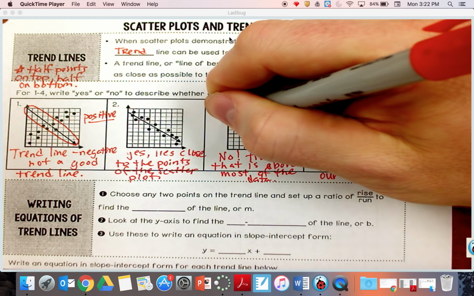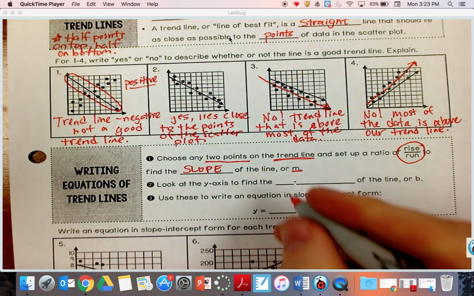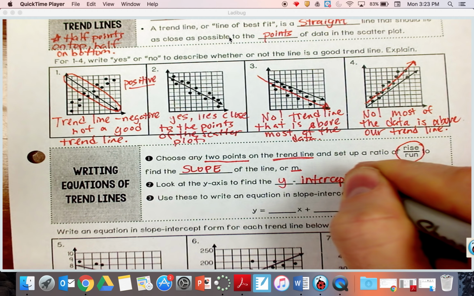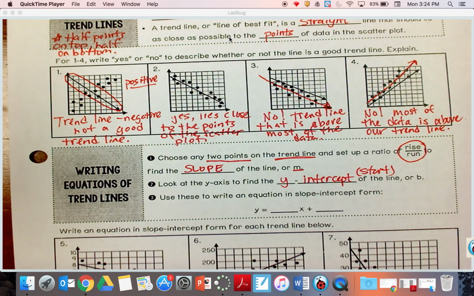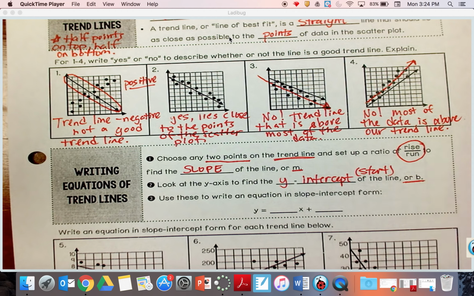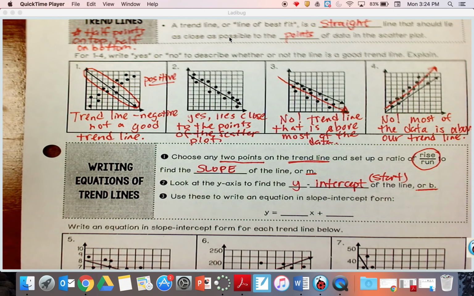So that's the first thing we need to find, 2 points that are on the trend line. Not on the scatter plot, but that are on the trend line. Then we can find our slope for that. After we find our slope, we need to find what is called the y-intercept. Or you might have heard me call that the start point of our line. Where does the line cross our y-axis? And we call that the B. Okay, so we have our 2 points, we have our slope, and we have our start point, the B.